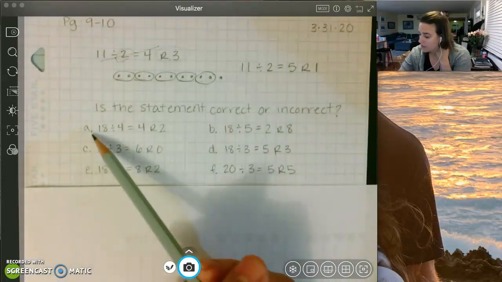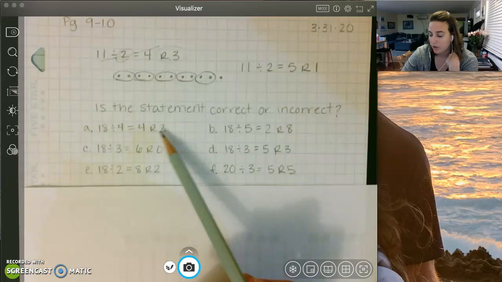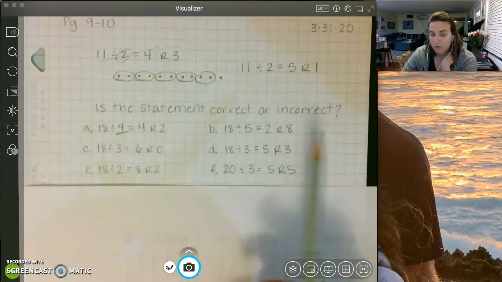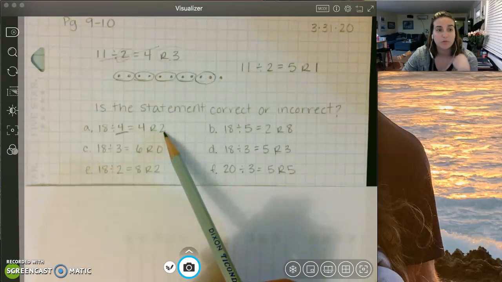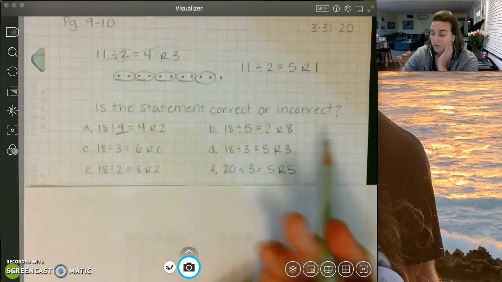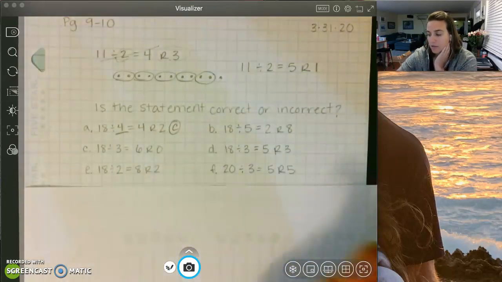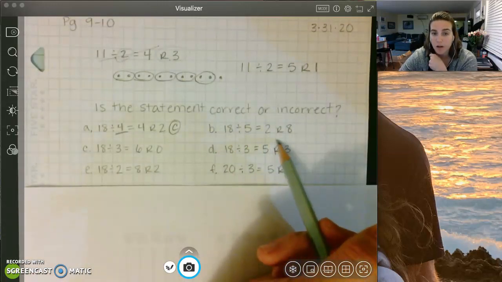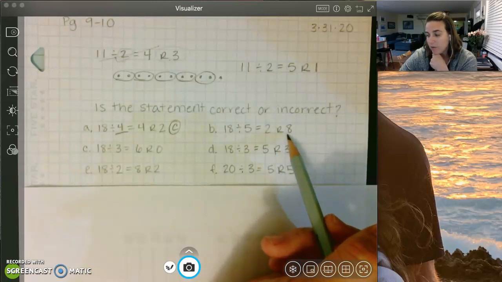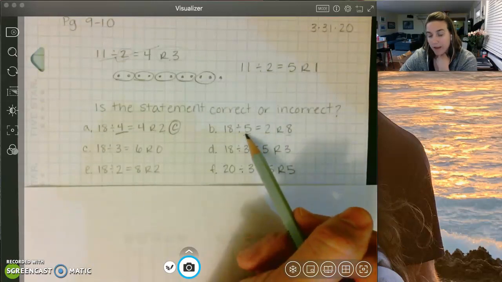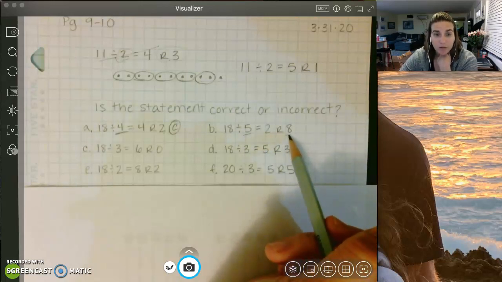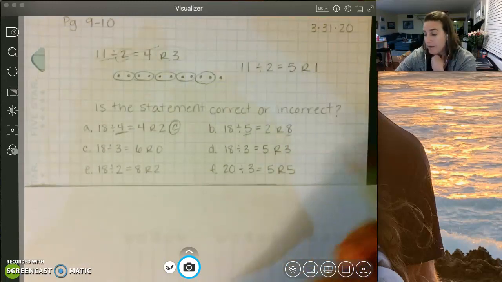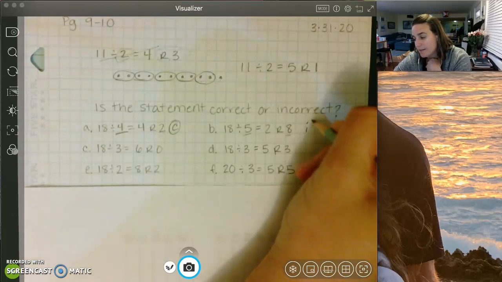So let's look at A. 18 divided by 4 equals 4R2. We're dividing by 4. We have a remainder of 2. We cannot include another group of 4 in there. So our statement is correct. B, 18 divided by 5 equals 2R8. So we have a remainder of 8, and we're dividing by 5. Can we include another group of 5 in this 8? We can. So that one is incorrect.